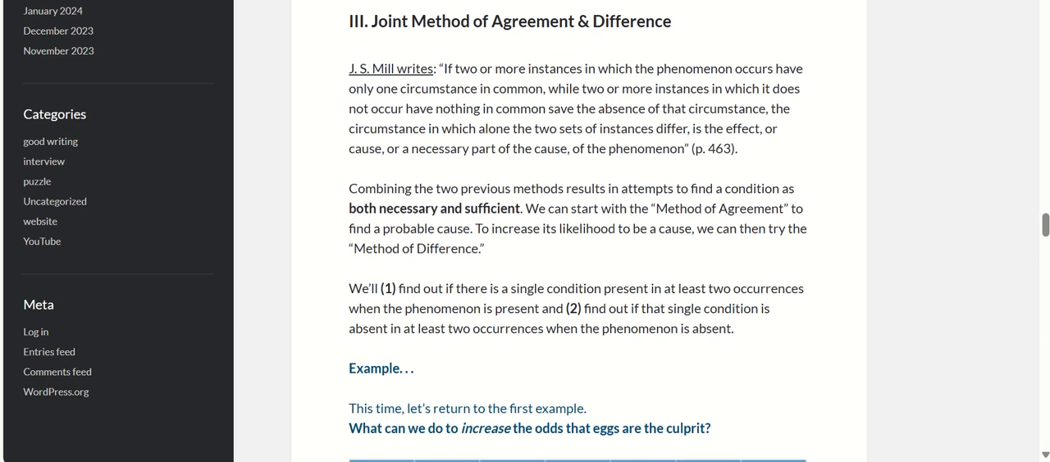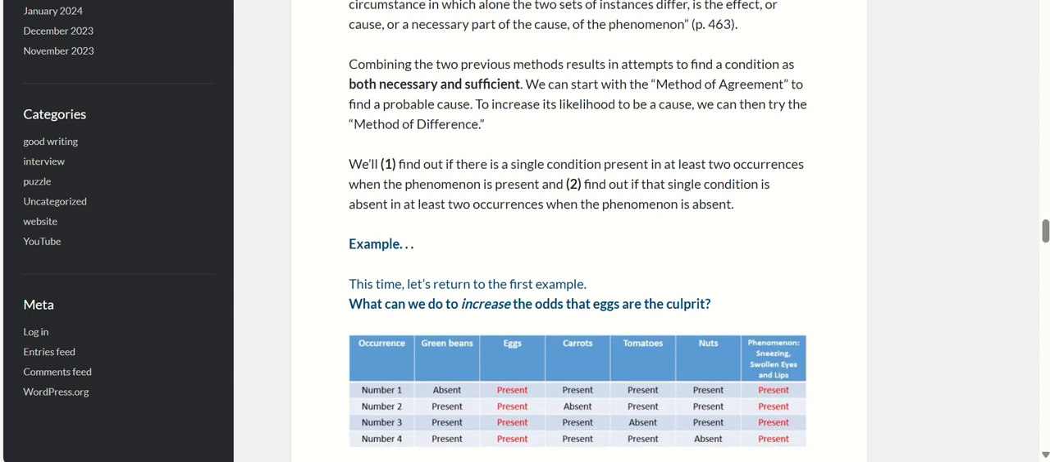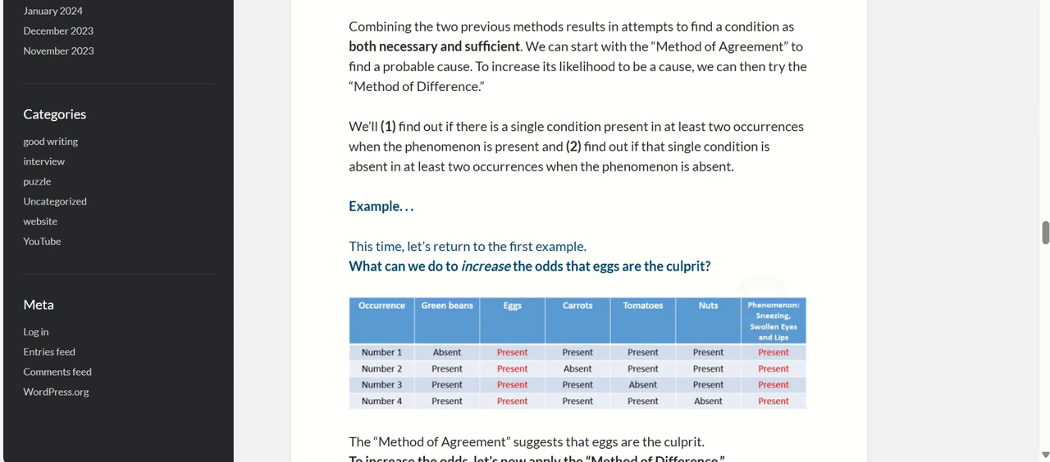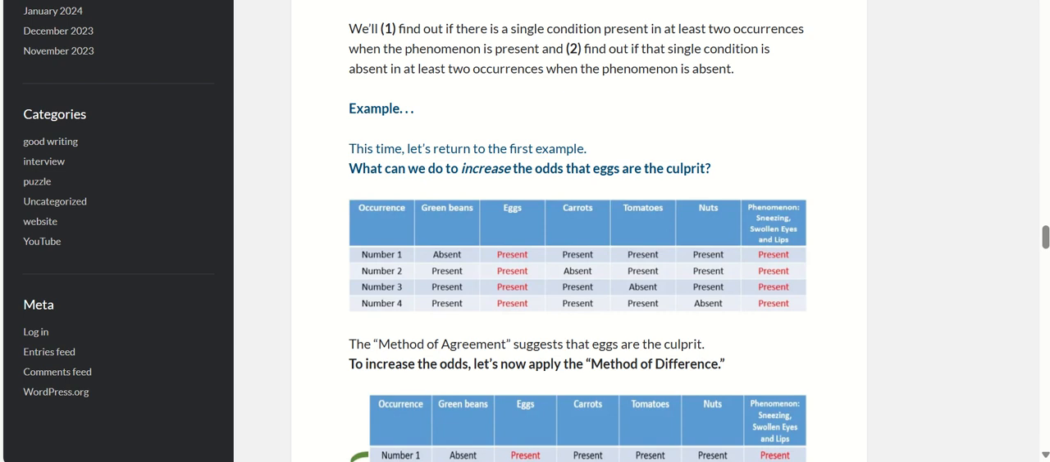Now, the joint method of agreement and difference, we're basically combining the two. So combining the two previous methods results in an attempt to find a condition as both necessary and sufficient. We can start with the method of agreement to find a probable cause. To increase its likelihood to be a cause, we then try the method of difference. We'll 1. Find out if there is a single condition present in at least 2 occurrences when the phenomenon is present, and 2. Find out if the single condition is absent in at least 2 occurrences when the phenomenon is absent. And I'll give an example.